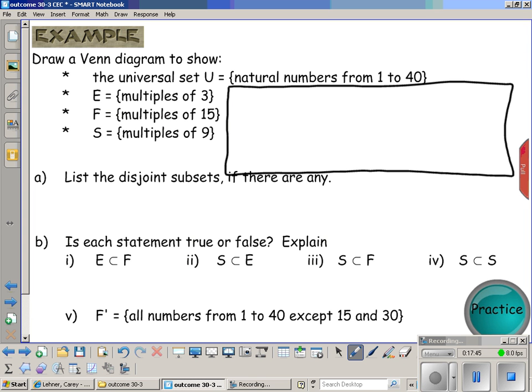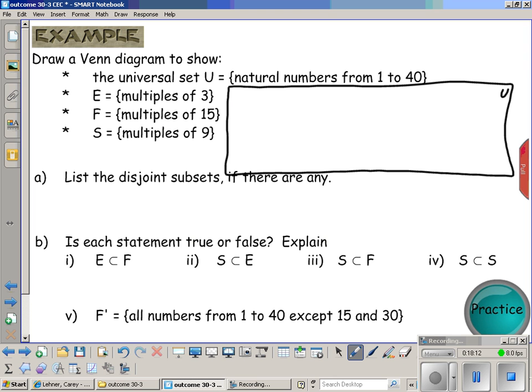So we're looking at all of the numbers from 1 to 40, and we're calling it U. For our universal set, we indicate it up in the right-hand corner, or you put it in the left-hand corner. Somewhere you need to indicate where it goes. Now, E are the multiples of 3. So if we think of the numbers from 1 to 40, and we think of the multiples of 3, that's going to form set E.